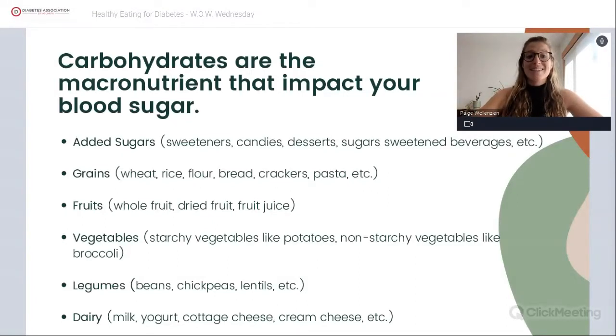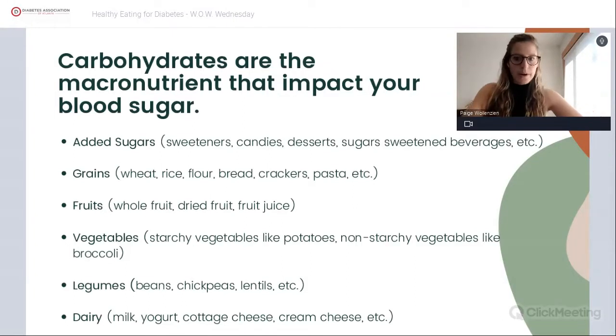Fruits. Fruit is considered a carbohydrate. So when I'm saying fruit, I mean whole fruits, dried fruits, fruit juice, blended fruit, like in smoothies. And then vegetables also contain carbohydrates. And there is a difference between those starchy vegetables that contain that starchy component, which we consider to be more of a carbohydrate source, like potatoes, corn, peas, winter squash, like butternut squash or acorn squash.